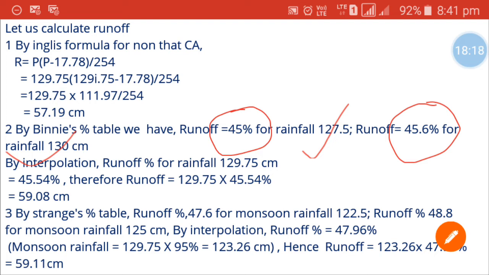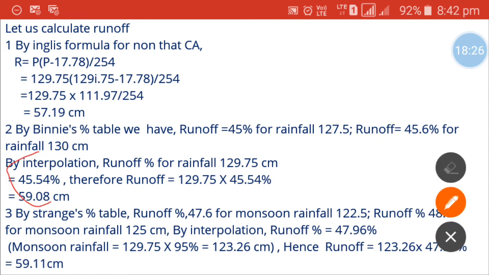With this data, if we follow the interpolation method, we get the runoff percentage equal to 45.54%. So whatever value of rainfall we have chosen, 129.75, multiplied by 45.54%, will give us the runoff, and we get here the value of runoff equal to 59.08 centimeter. This value is a little higher than the previous result obtained by the English method.